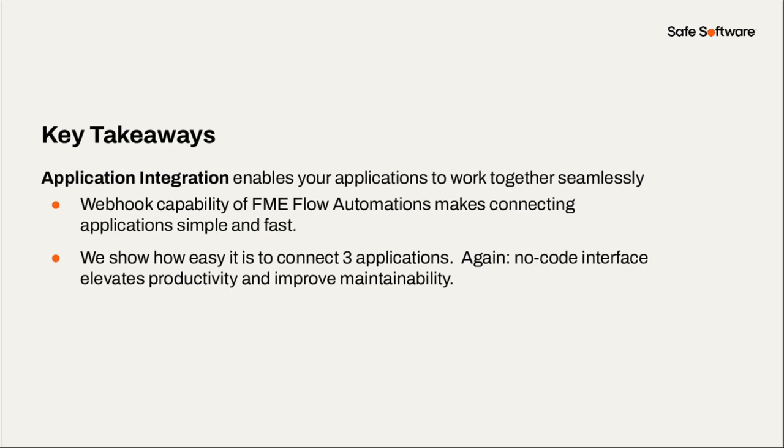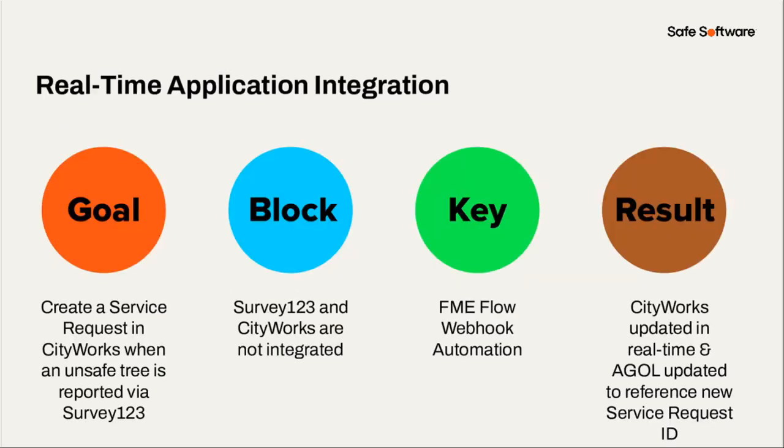So talking about this scenario now, in this scenario, we have unsafe city trees that get reported through Esri's Survey123. So a citizen can go report an unsafe tree, and these reports trigger the creation and assignment of a service request in CityWorks. So some of you probably work with CityWorks. That's where our service request is going to be created and assigned.